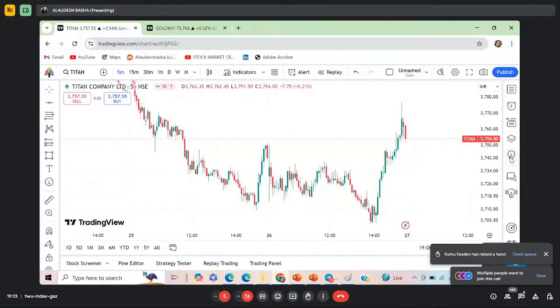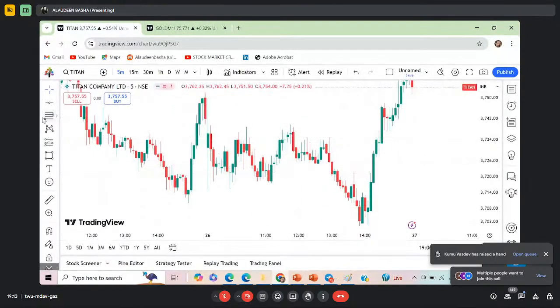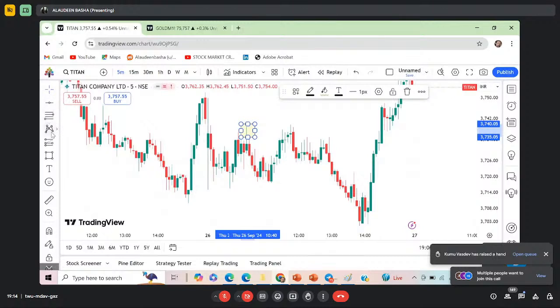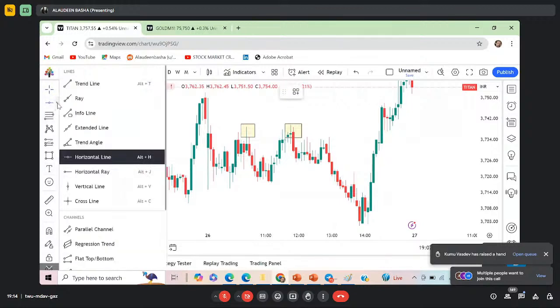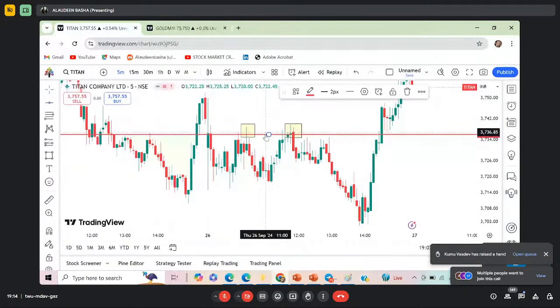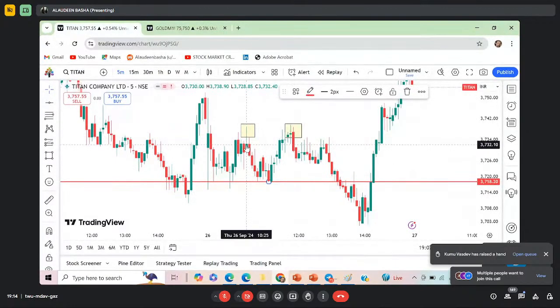Yes, so clearly in the 5 minutes time frame, this is the first top. From the 5 minutes duration, this is the first top, and this is the second top. Almost the price is the same. I just put the cursor here, you just check the value. So this is the value at 10:25.